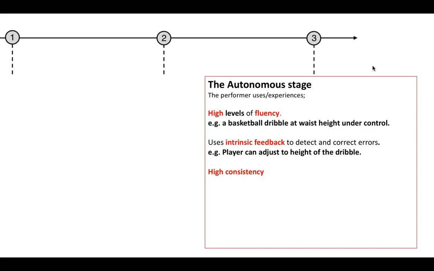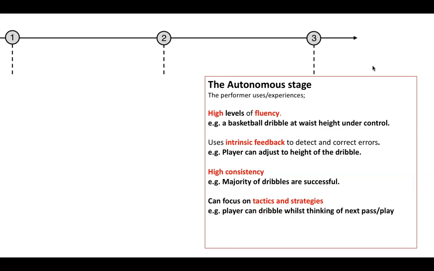We have high consistency, so the majority of dribbles are now successful, as opposed to the cognitive stage, where we had low levels of consistency. Now at the autonomous stage, we have this high consistency level. The majority of our dribbles are now successful. We can start to focus on tactics and strategies as opposed to just the skills that we are performing. For example, a player can dribble whilst thinking of the next pass or the next play, their next decision, their next move. Hopefully you've got good notes on that.